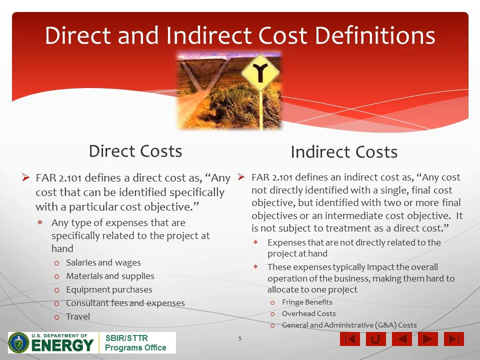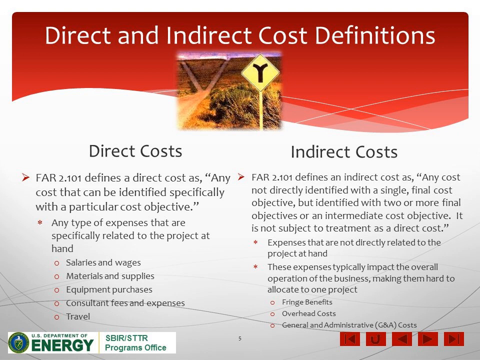Before going in depth, we want to start by defining direct and indirect costs. FAR 2.101 defines a direct cost as any cost that can be identified specifically with a particular cost objective. These costs will be listed on the SF 424 budget. This includes direct salaries, the salaries of individuals working specifically on the identified project, materials, which are the cost of materials purchased specifically for the project at hand, equipment, the cost of equipment purchased for the purpose of the project, and travel costs that are incurred as a result of the project at hand.